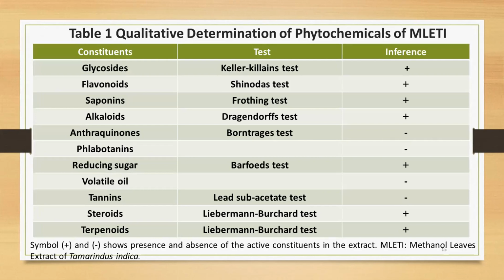As you can see, according to Table 1 here, these are the phytochemical constituents present. The plus indicates the presence of this phytochemical in this extract, while the minus indicates the absence of these phytochemicals in this extract.